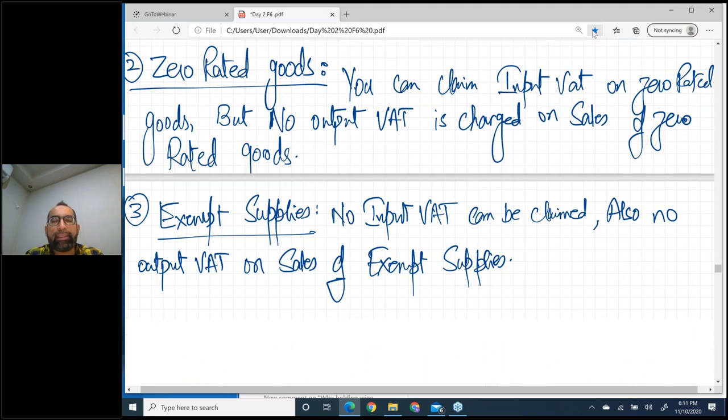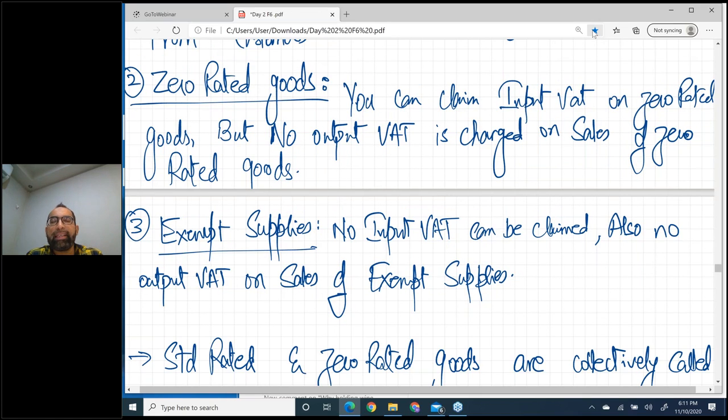The third type of supplies are called exempt supplies. What is exempt supplies? Listen. Let us say government made this pen exempt. Now if you incur any expenses, and you have paid any VAT in making of this exempt good, you cannot claim input VAT, the first thing. And when you sell this exempt good to the third party, you won't charge any percentage output VAT from them. So you must know these three categories.